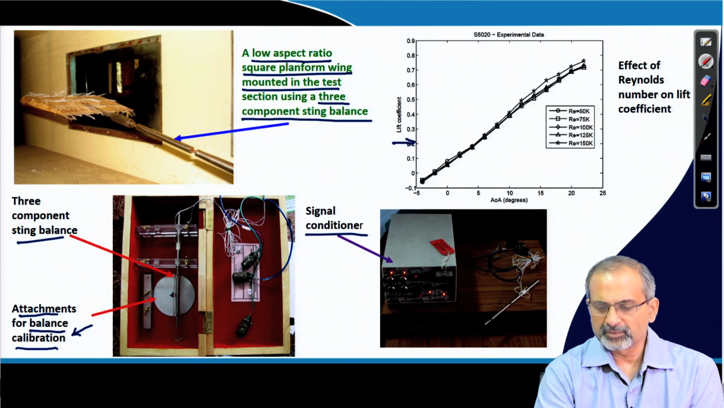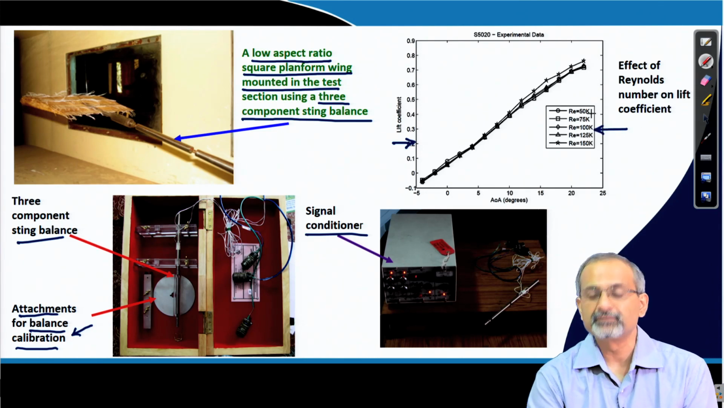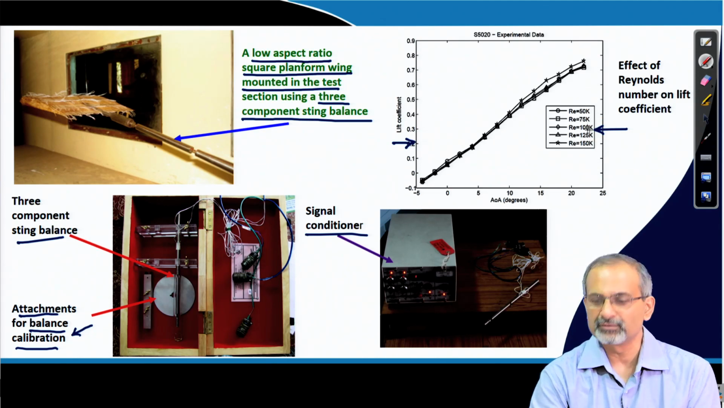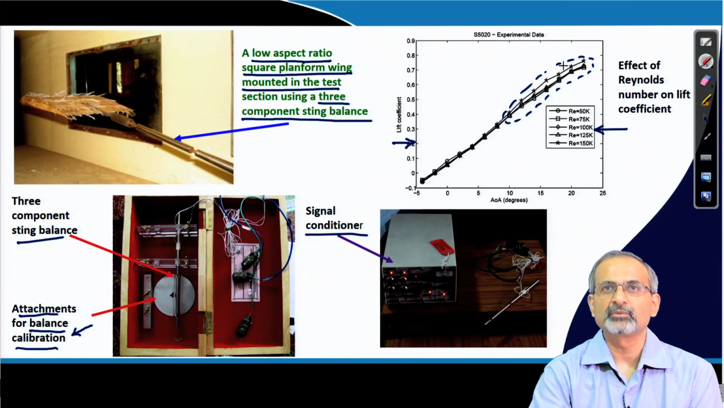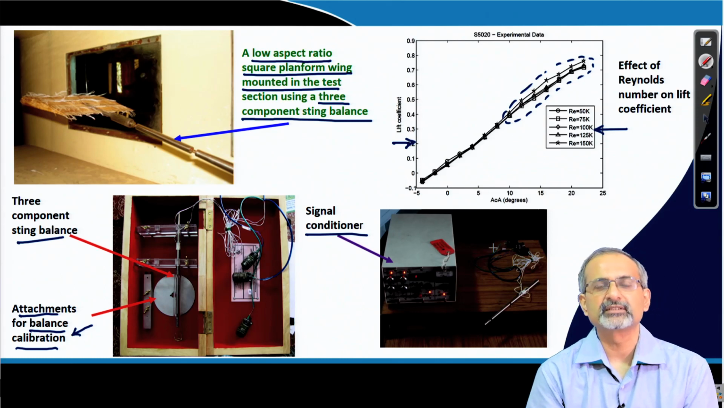This experiment was performed for different Reynolds numbers. In the low Reynolds number range, typically from 50,000 to 150,000, and it is showing you some effect of Reynolds number on the lift coefficient, which is visible especially as your angle of attack goes larger. That means, as you approach flow separation, there are going to be increasing differences. These aspects also we have discussed earlier in the course.